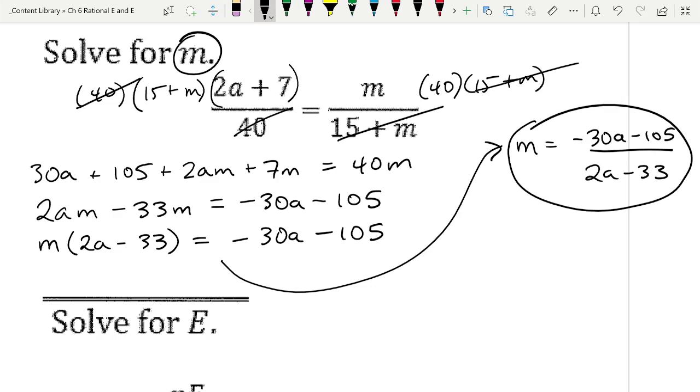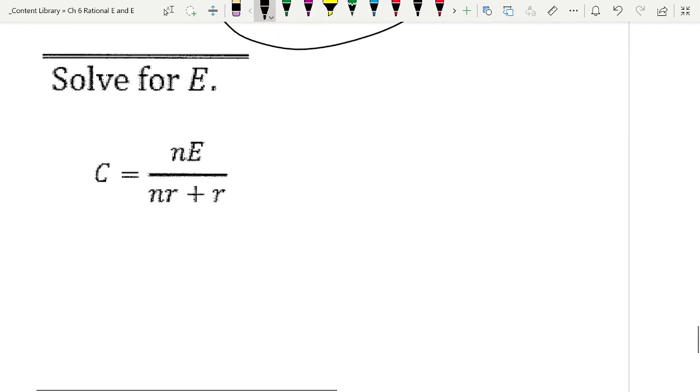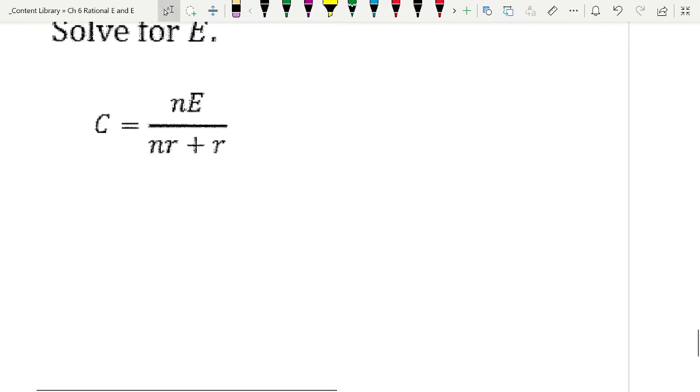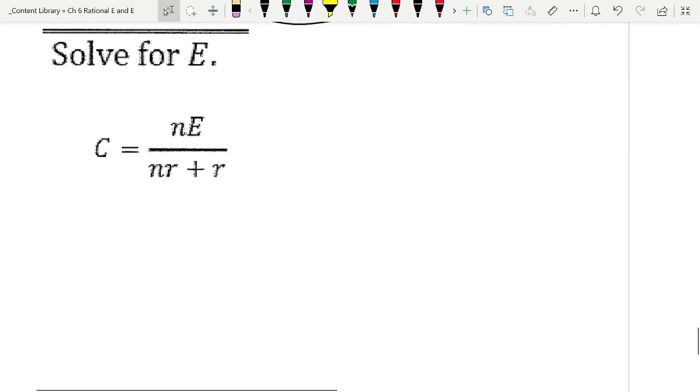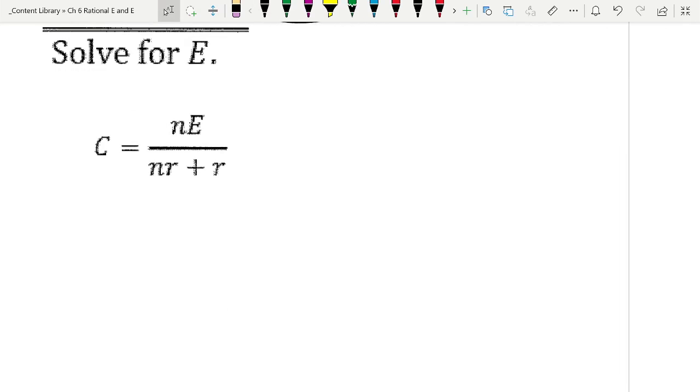That makes sense. All right. Let's do one that has no numbers at all. And this is what folks in the sciences do when they have complicated formulas. They do algebra. Solve for e. Okay, so I need to isolate that e. That one's actually not too hard. I will multiply both sides of the equation by the denominator.